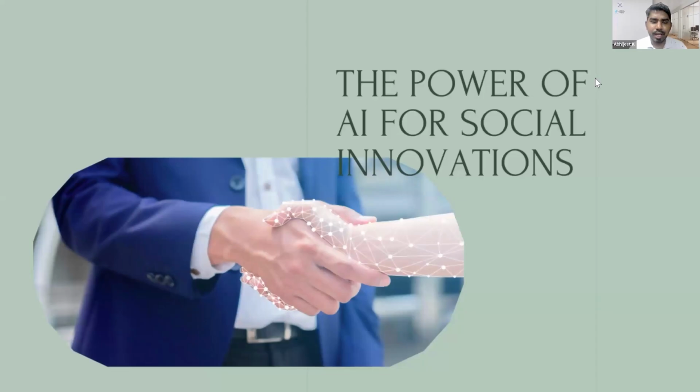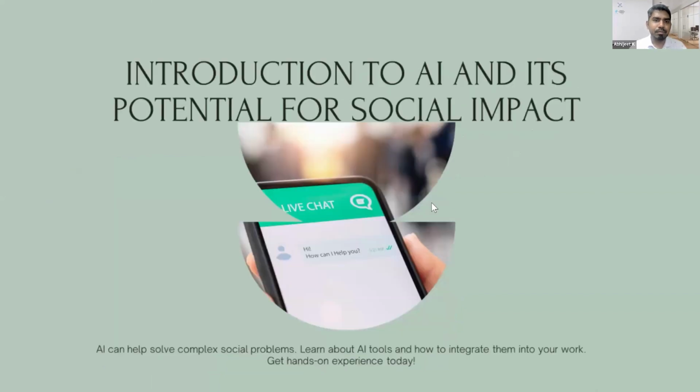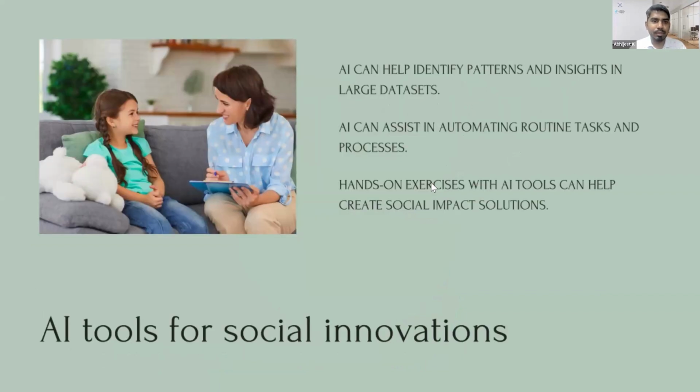So maybe we can have a quick walk through the presentation, and let me also surprise you a little bit with what is possible. When we talk about the power of AI for social innovations, and Cindy, if you could just keep moving the slides, that will help. We want to see what AI can do for all of us. And today we want to take a quick hands-on. There are different ways these tools can help you identify patterns, insights, as Doan said, automating routine tasks, and create very interesting social impact solutions.